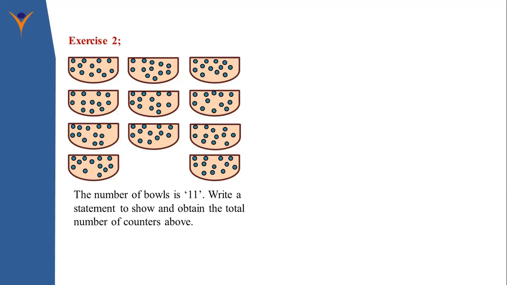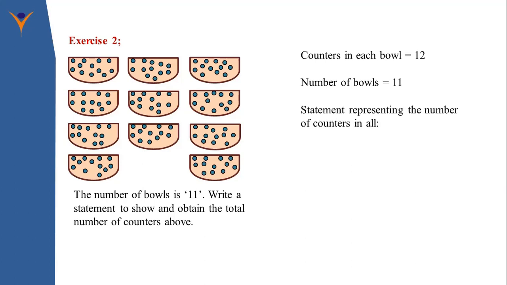All right, you're welcome back. How well did you do? If you did your work correctly, the first thing would have been to extract the information you have. Total number of bowls is 11, and then counters in each bowl is 12. With this information, we can write a statement to tell us the total number of counters we have in all the bowls. So that will simply be we multiplying the number of bowls by the number of counters in each bowl, and that will be 12 times 11.